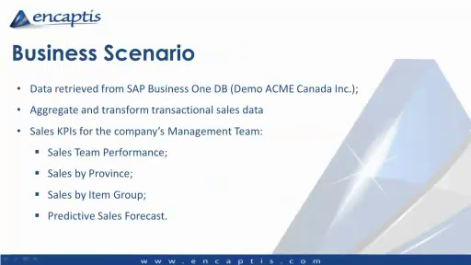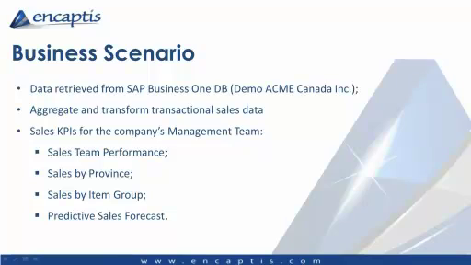The following dashboard demo is created for such a business scenario. The management team wants to view the sales data in the past 3 years from 2010 to 2012. They want to have 3 detailed reports on sales team performance, sales in different provinces, and sales of different item groups. Besides, based on the historical data, they want to use a moving average method to predict the monthly sales for the year of 2013.